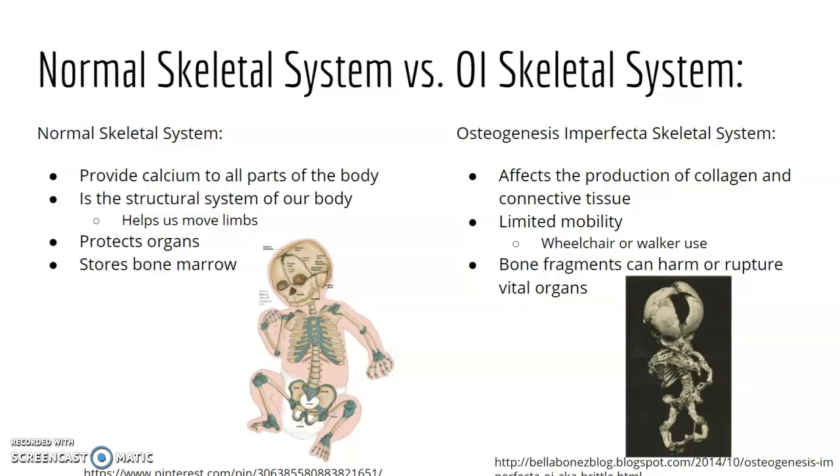A skeletal system with OI affects the production of collagen and connective tissue. People with OI have limited mobility. They might be bound to a wheelchair or have to use a walker. And bone fragments can actually harm or rupture vital organs instead of protecting organs like a normal system should.